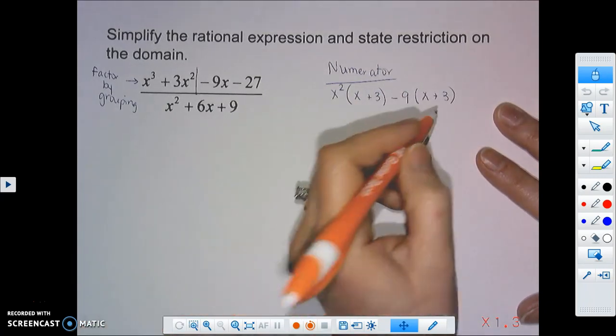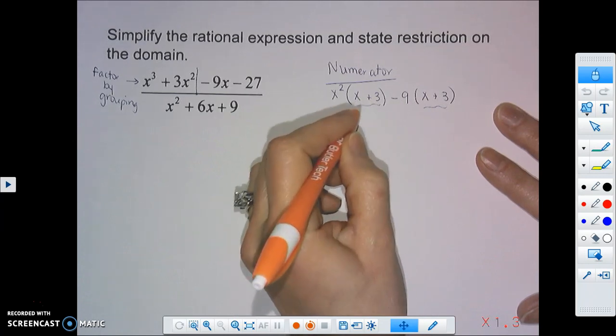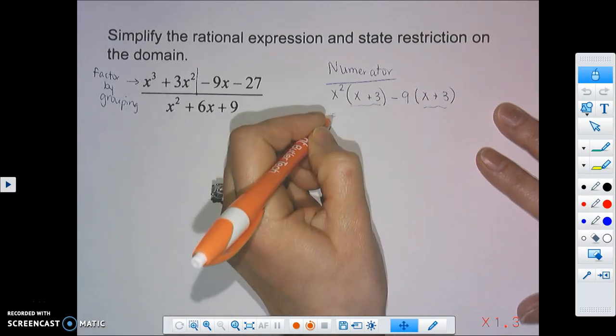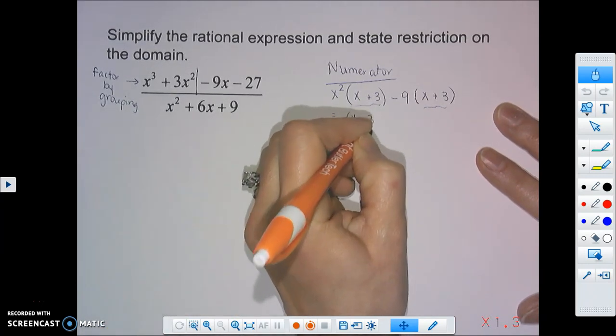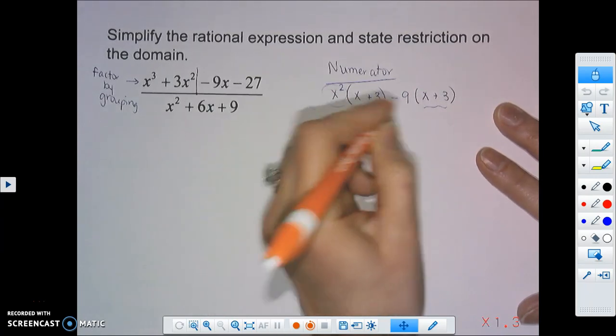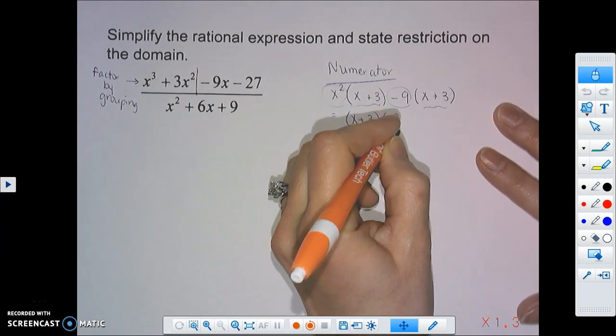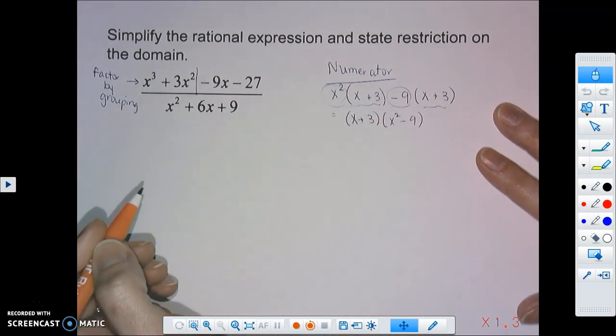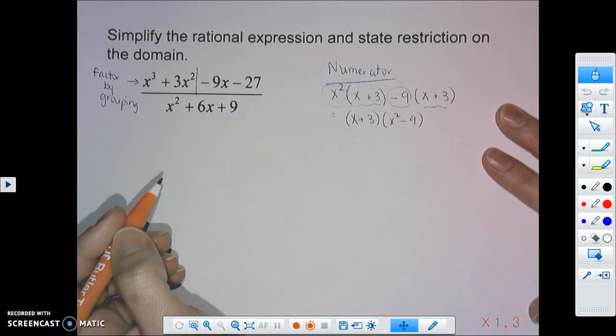The way that we know that we're correct here, remember, is that those parentheses are exactly the same. So we're going to write that part once. And the GCF parts are going to come together to give us our other factor. Now from here we need to see if anything else can factor more than this.